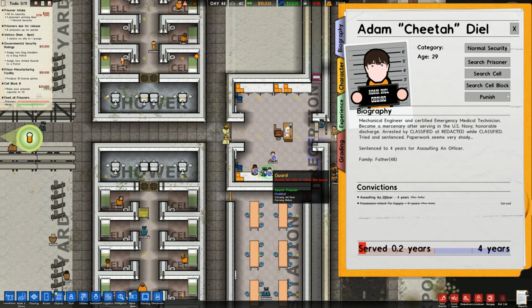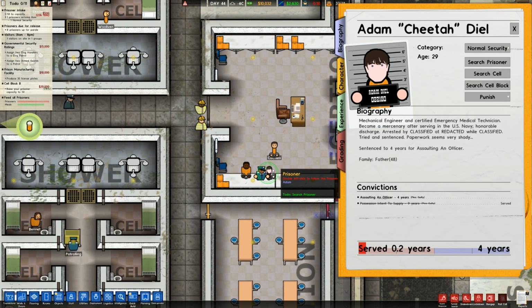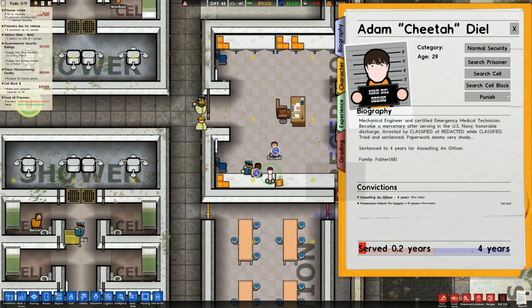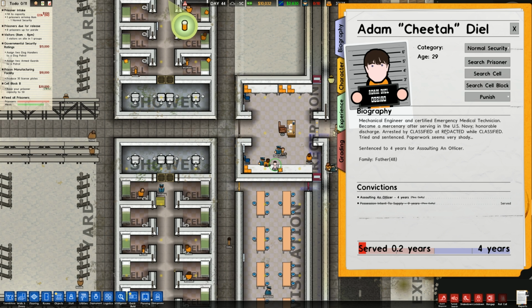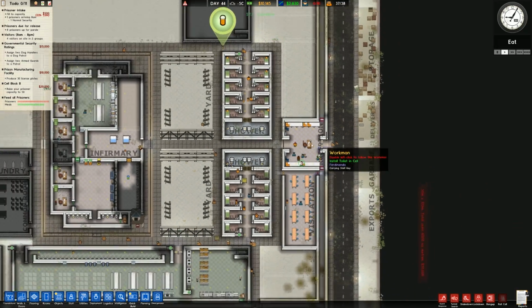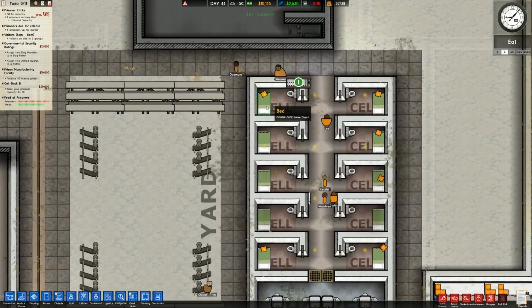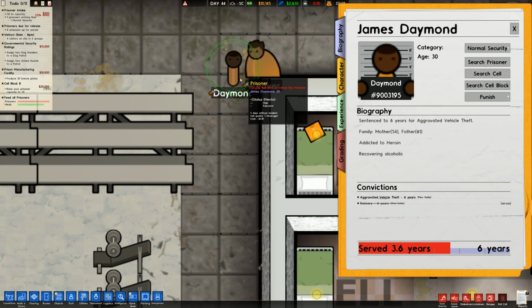Adam Cheetah Dial, prison number 0221080. Mechanical engineer and certified emergency medical technician. There you go. Became a mercenary after serving the US Navy. Honourable discharge, arrested by classified at redacted while classified. Tried and sentence paperwork seems very shady since 4 years for assaulting an officer. Fair enough. Fair enough.